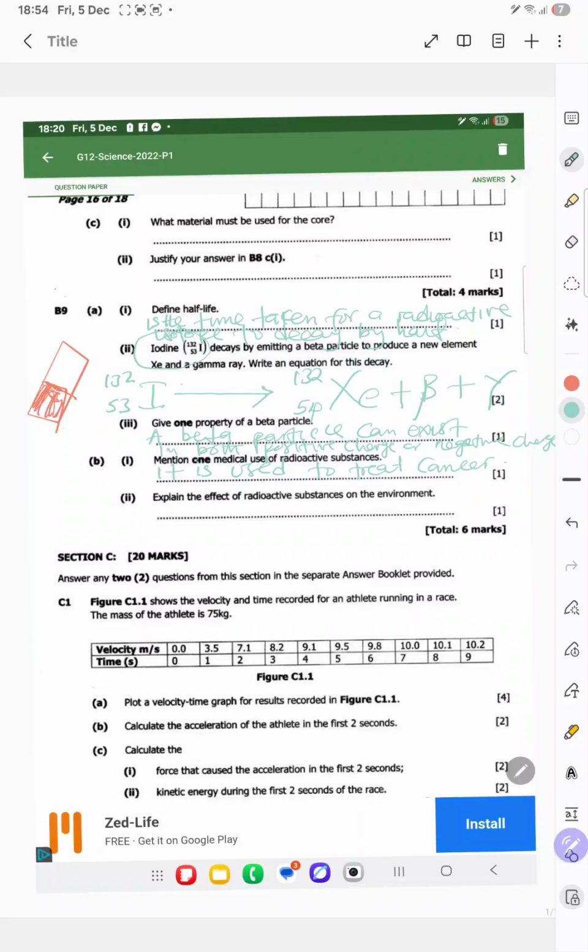Now we go to the last question. What I want you to do is kindly do this one as your task. It reads, explain the effect of radioactive substances on the environment. So I want you to explain the effect of radioactive substances on the environment, and please feel free to send your work on my WhatsApp for me to affirm if what you've done is correct or not.